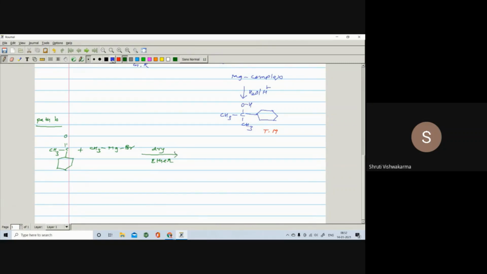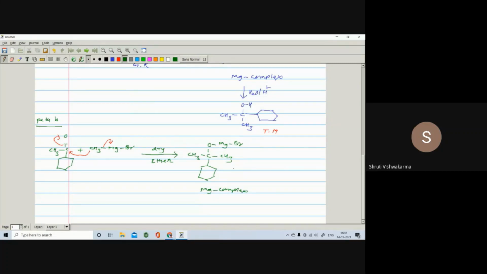Then what happens? The pi bond opens on the oxygen, O negative and C positive. This also shifts here, Mg positive and CH3 negative. This CH3 negative will attack on this C positive and O negative attacks on this Mg positive. So you are getting here CH3, C, OMgBr, and here is your cyclohexyl ring, and here is your CH3. It is a magnesium complex.